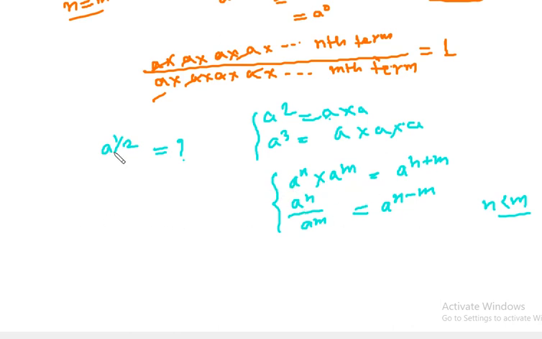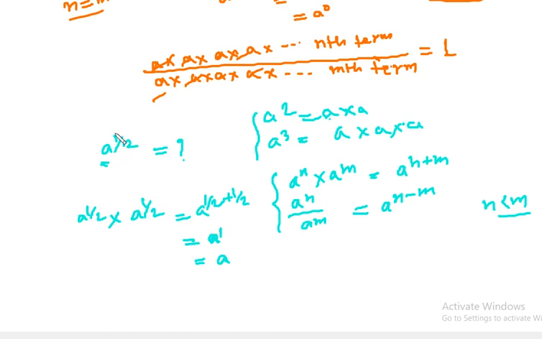Let me explain this, then you will understand. A to the power half into a to the power half, if we write, we get a. That means a to the power half plus half. This formula is still valid, and half plus half means a to the power 1, which is a. So we say that a to the power half means such a number that if we multiply it by itself, we get a. That meaning of a to the power half we are accepting.